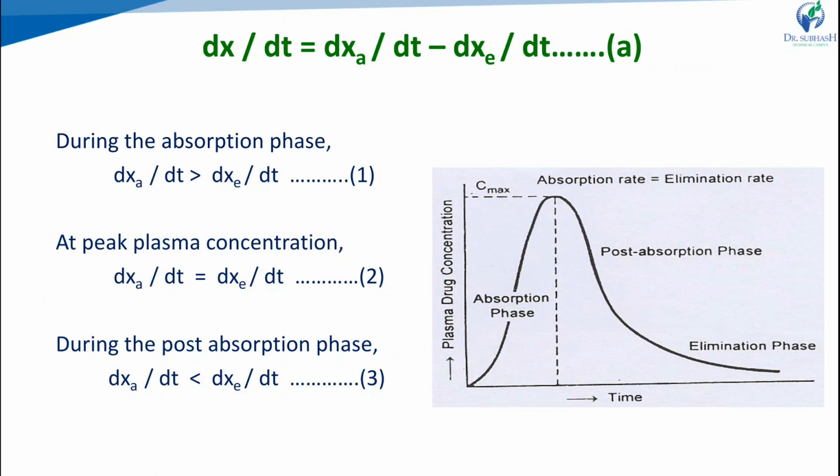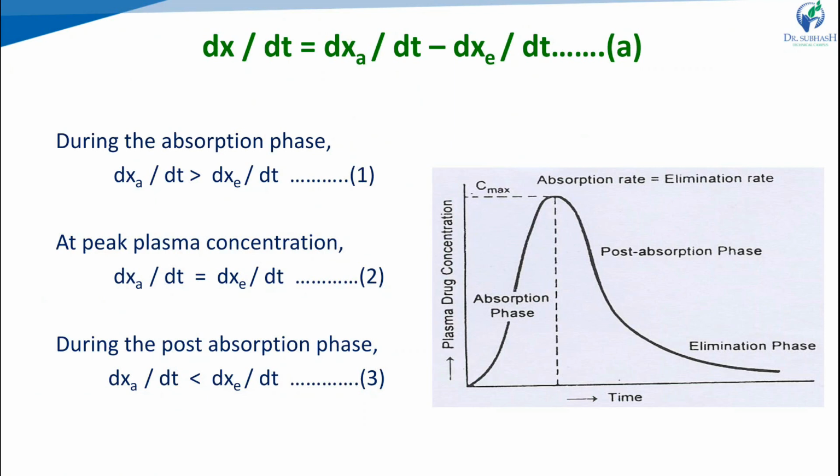After extravascular administration, the rate of change in the amount of drug in the body, dX by dt, is the difference between the rate in and the rate out. Rate in means absorption, and rate out is elimination. So dX by dt is equal to the rate of absorption minus the rate of elimination, that is, dXa by dt minus dXe by dt. This follows one compartment kinetics.